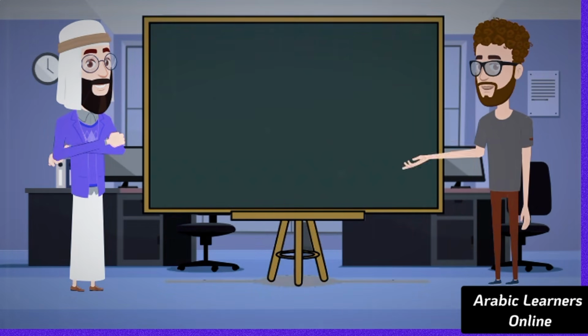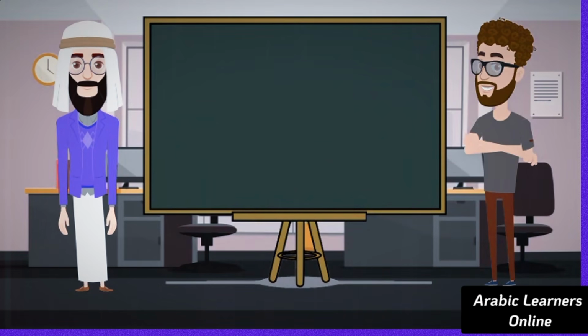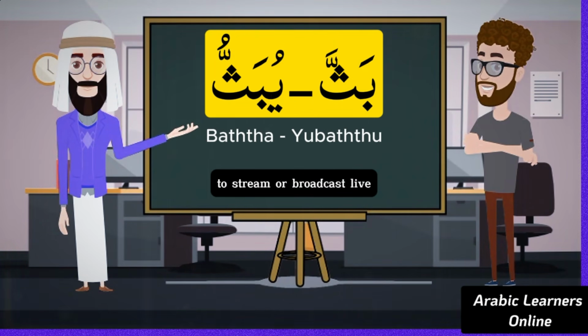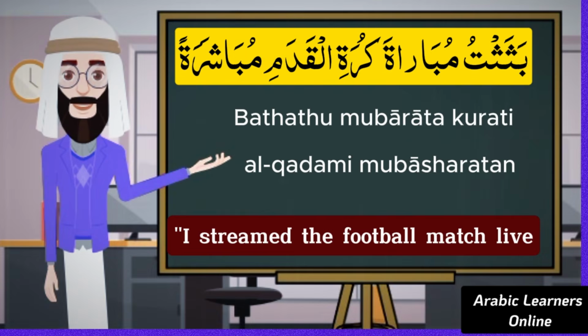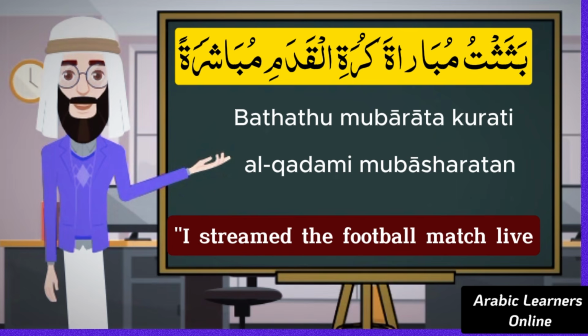Let's talk about daily digital life. How do I say, I streamed the football match live in Arabic? For streaming content, we use بث يبث, which means to stream or broadcast live. Here's your sentence. بثثت مباراة كرة القدم مباشرة. In English, I streamed the football match live. Listen to the Arabic again. بثثت مباراة كرة القدم مباشرة.